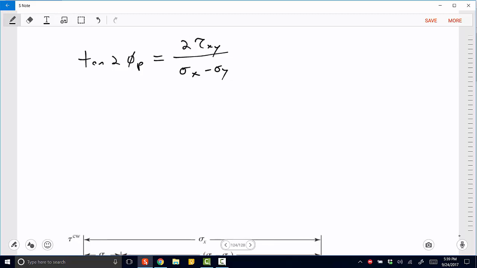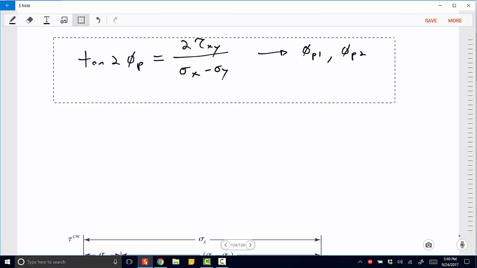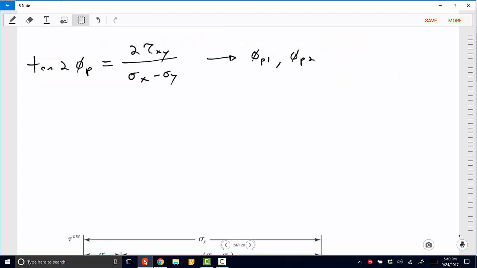From this equation, we produce two angles, a phi p1 and a phi p2. And we also can find that there exists a relationship between them, where phi p2 is equal to phi p1 plus or minus 90 degrees.